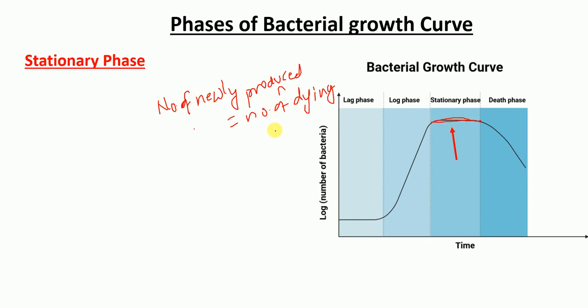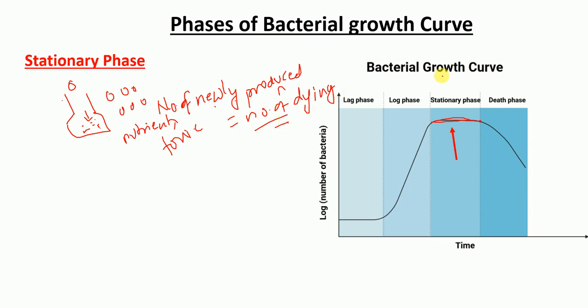So why do the bacteria start dying after some time? Because you remember, at first, when we put the bacteria in the culture medium, it adjusts itself and starts growing, and after some time, the nutrients present in this medium will be used up as the number of bacteria grows. Not only this, another reason is that toxic compounds also start building up. Because of these reasons, the number of newly produced bacteria becomes equal to the number of dying bacteria.